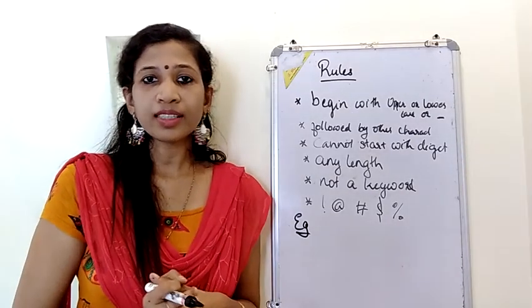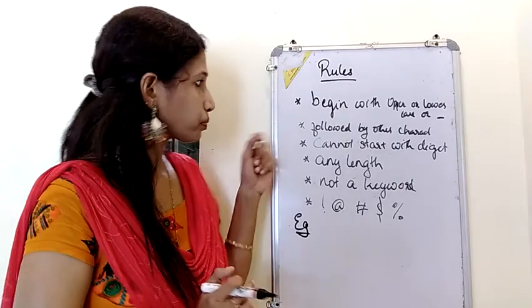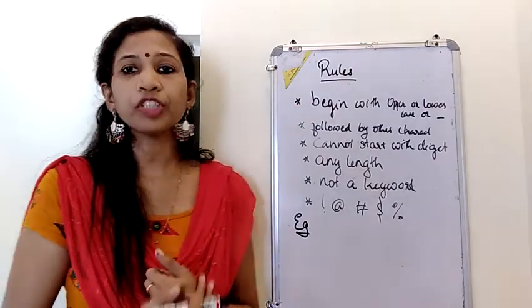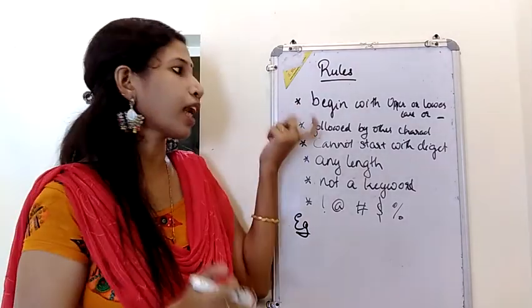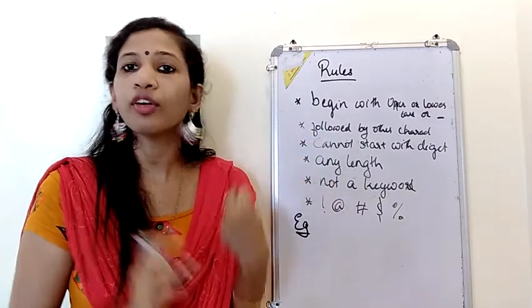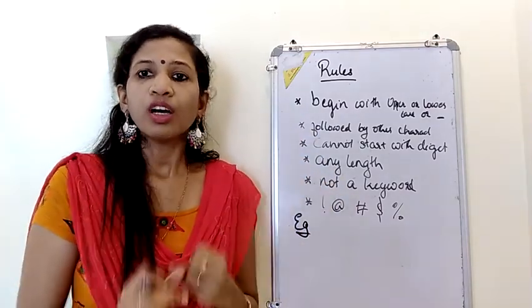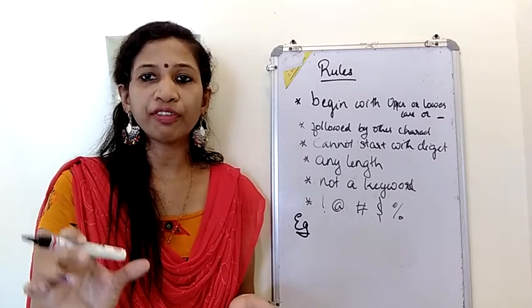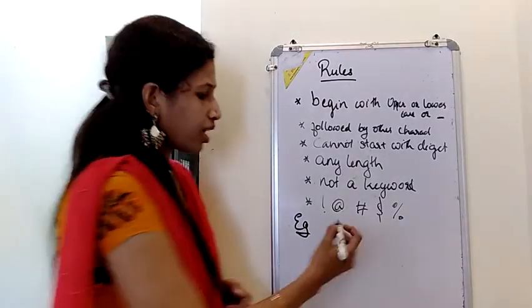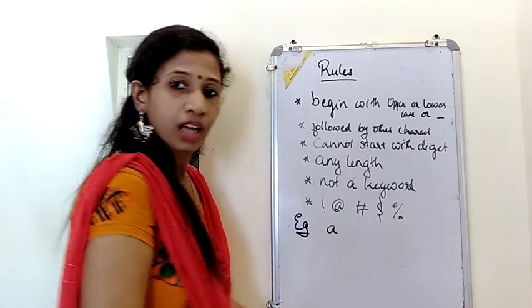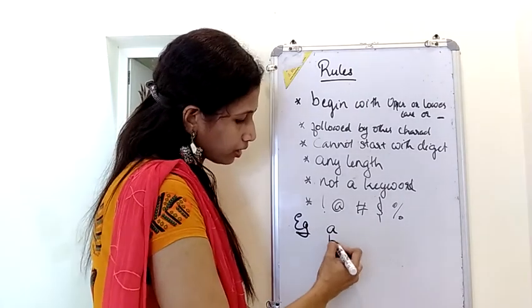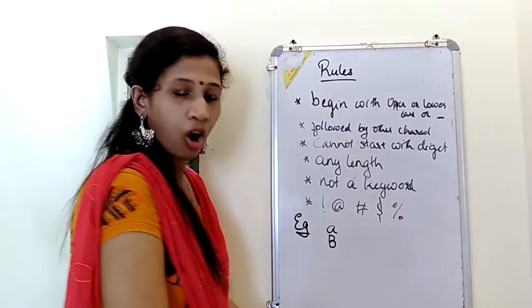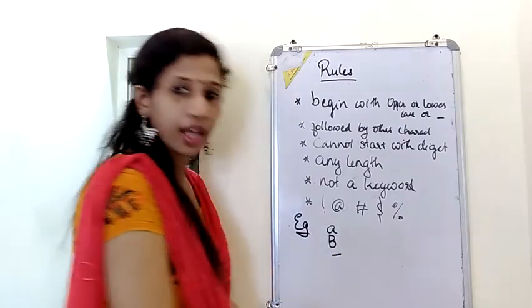Now let's discuss the various rules. The first rule is that an identifier should begin with an uppercase or a lowercase letter or an underscore. So when we are writing an identifier, it should begin with either a small letter, otherwise a capital letter, or it can also begin with an underscore.